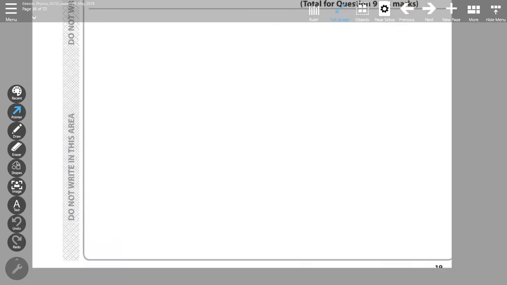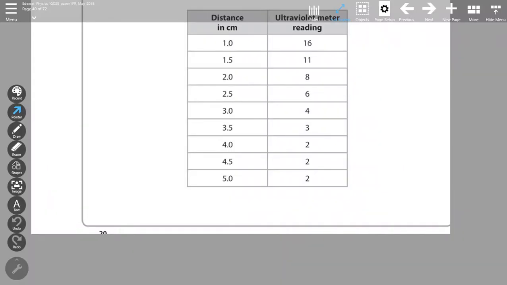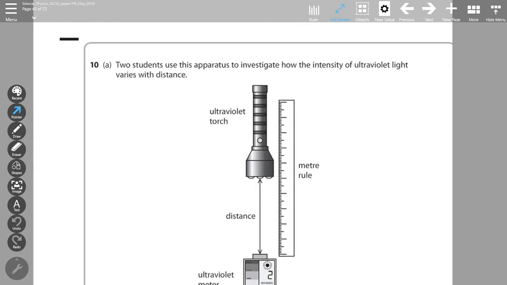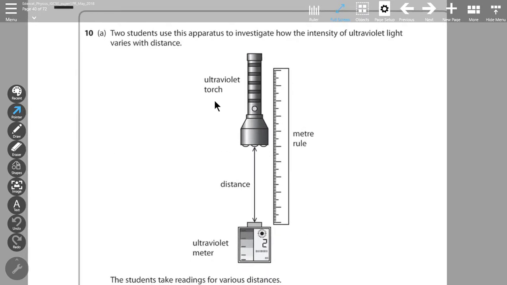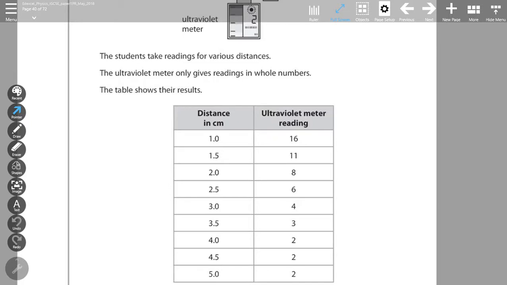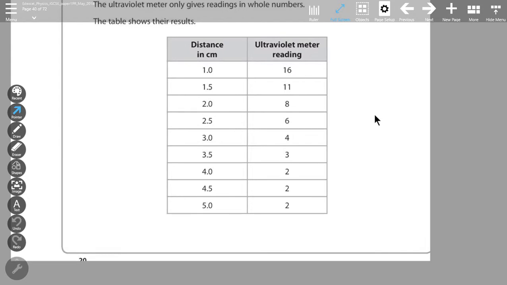Finished with this paper, I think, right? Okay. Next question. Experiment. Question 10. 2 students use apparatus to investigate how intensity of ultraviolet light varies with distance. So we have torch, detector, ultraviolet meter, ruler, and we measure distance. Very good. The student takes readings for various distances. The ultraviolet meter only gives readings in whole numbers. The table shows the result. Right. Okay.